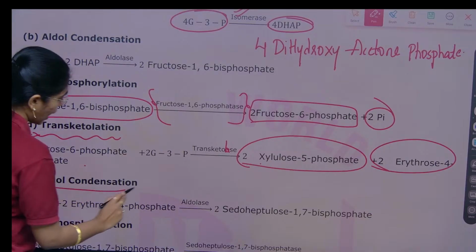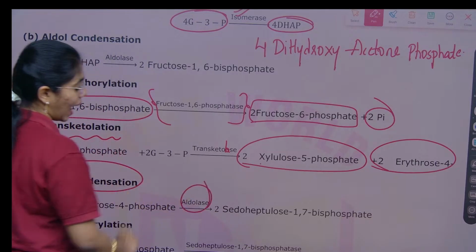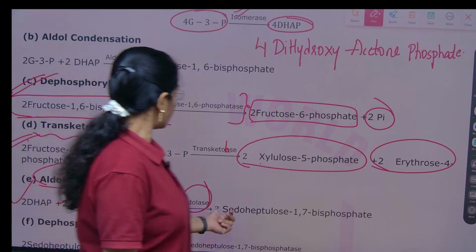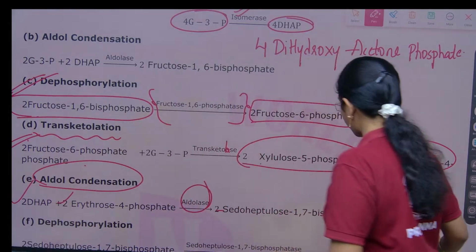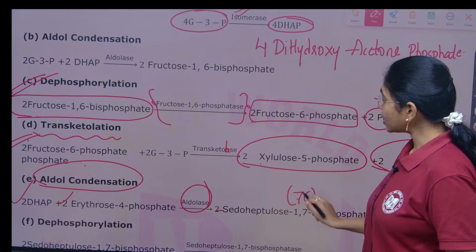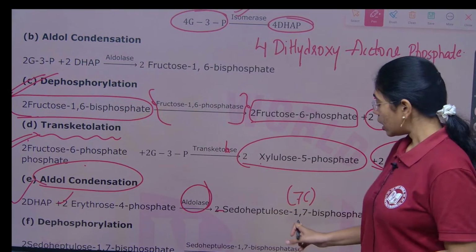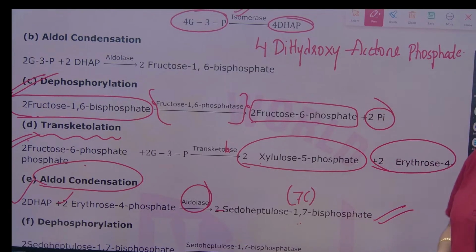Next is aldol condensation. Here you see 2 dihydroxyacetone phosphate and 2 erythrose 4-phosphate in the presence of the enzyme aldolase. This forms 2 sedoheptulose 1,7-bisphosphate. This is a 7-carbon compound, okay, which is the largest compound that you can see in the regeneration. So it is sedoheptulose 1,7-bisphosphate.